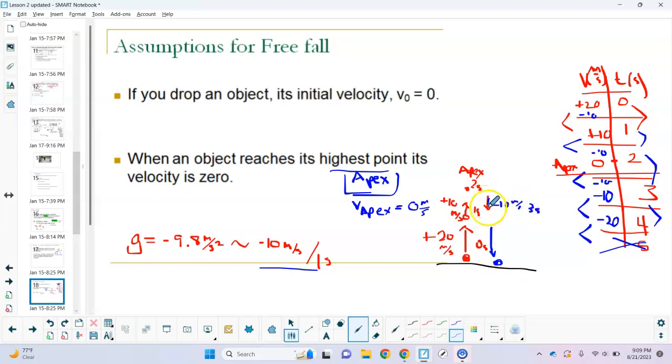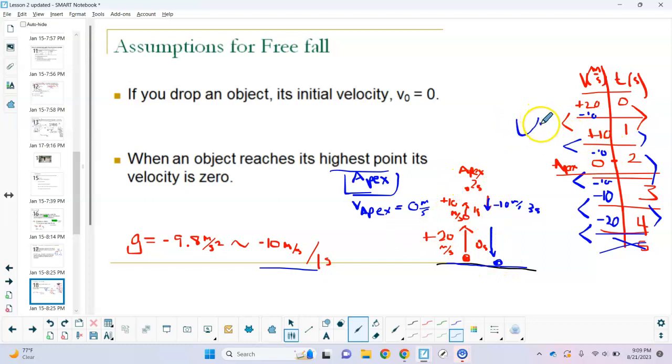On the way back down, I have it in blue. I can't go past 4 seconds because that's when it returns to the original height, and that height was the ground level where it was launched from, or thrown from, or kicked from, or whatever it is projected from. So hopefully that makes sense, that the time up and the time down are essentially equal.